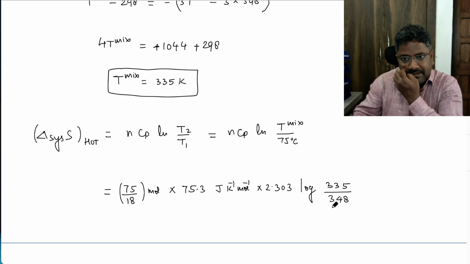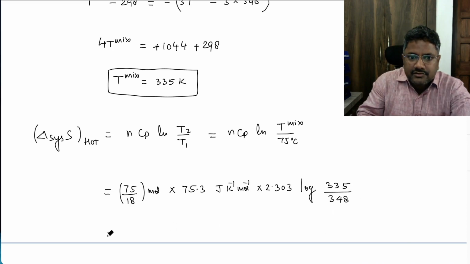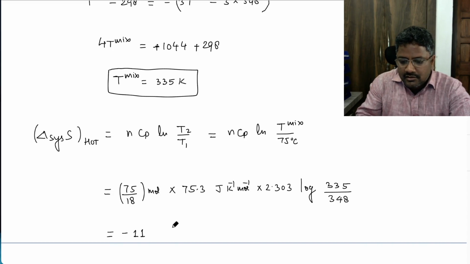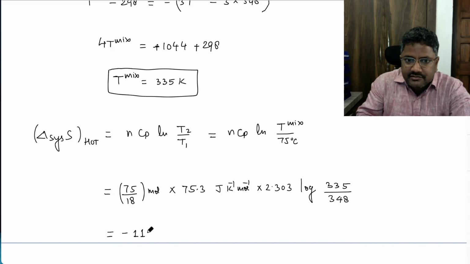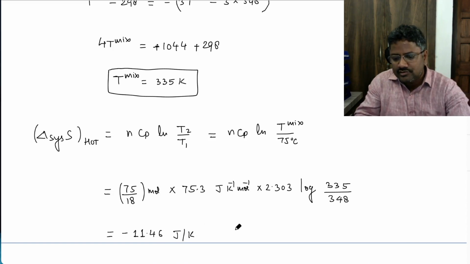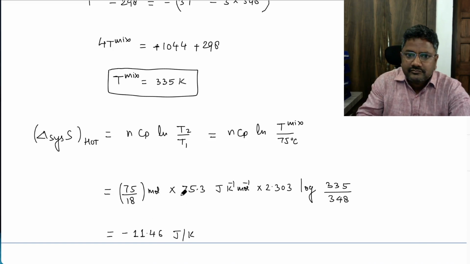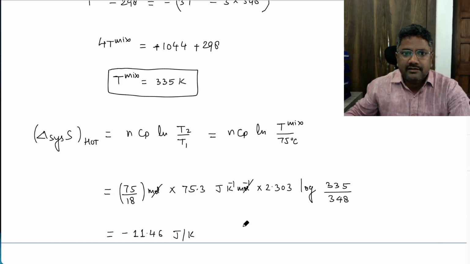335 by 348. And now if you solve this, you will have minus 11.46 joules per Kelvin, right? Joules per Kelvin. The moles cancel, so you will have the unit joules per Kelvin, right?